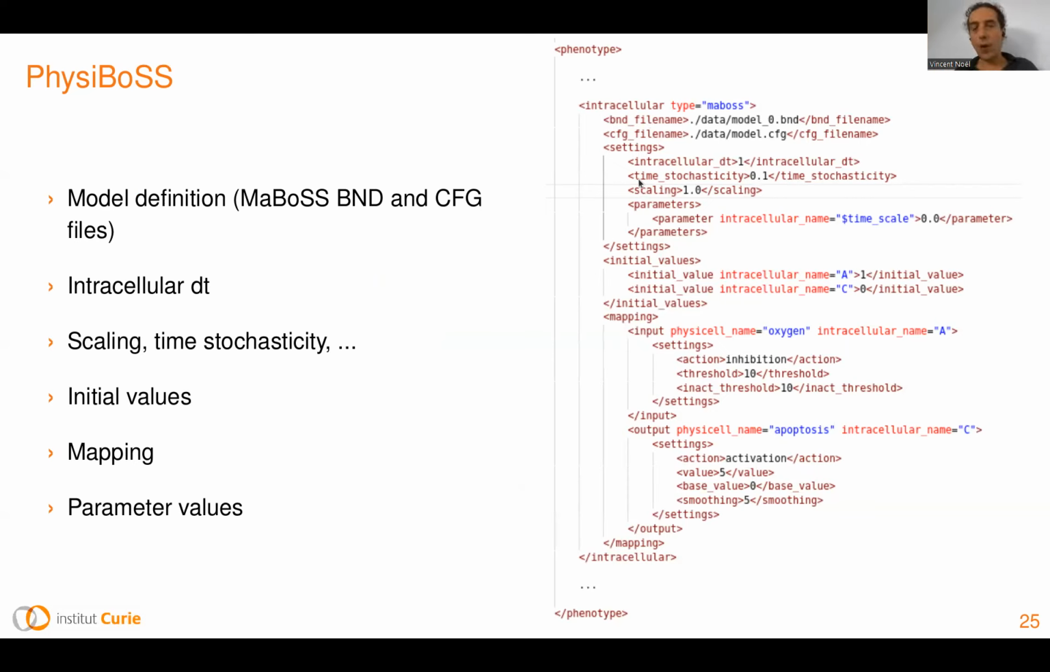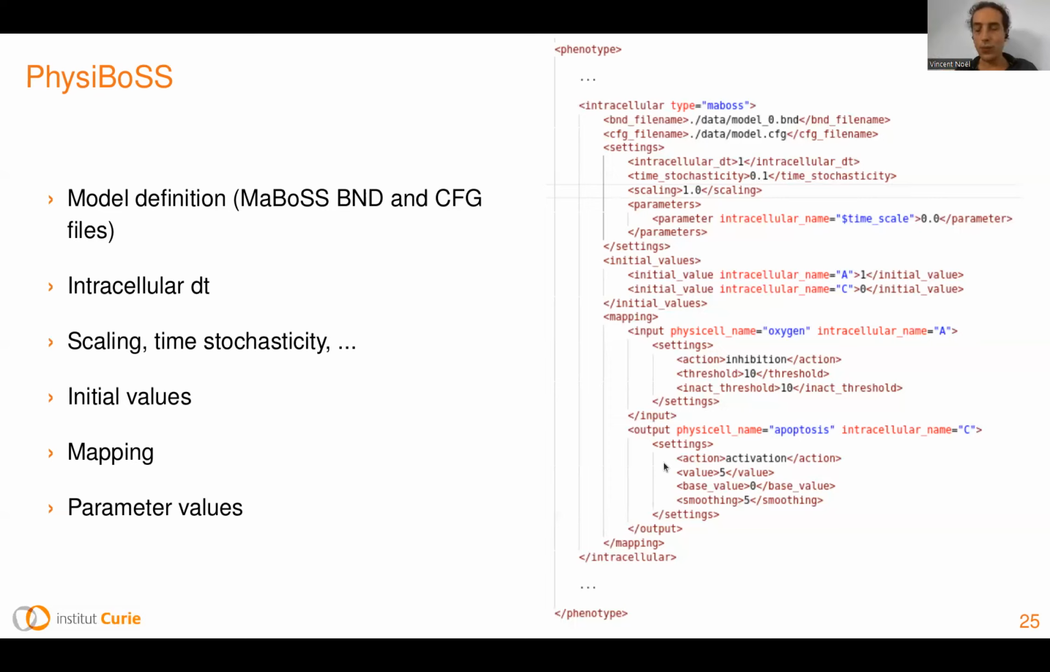Some other more complex settings that I will explain to you later, such as time stochasticity or scaling. Then we can define initial values for our nodes, parameter values, just like in the CFG that I showed earlier, and also mapping, which will be the mechanism which binds together some signals of PhysiCell, some value inside PhysiCell, to MaBoSS nodes, and also some values of nodes to PhysiCell behaviors.